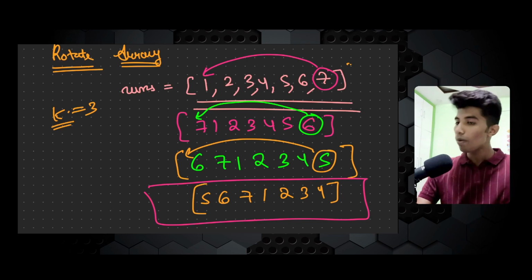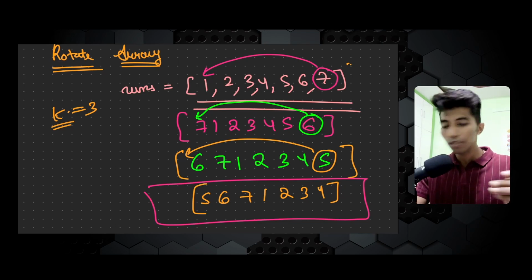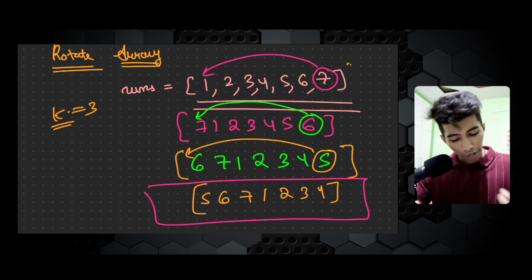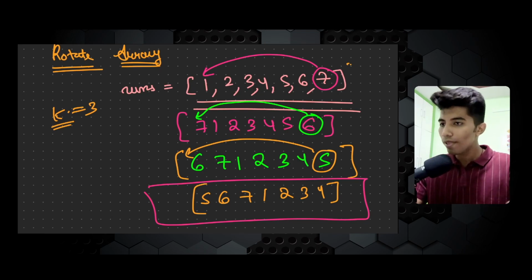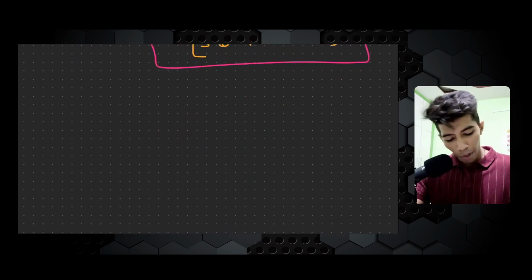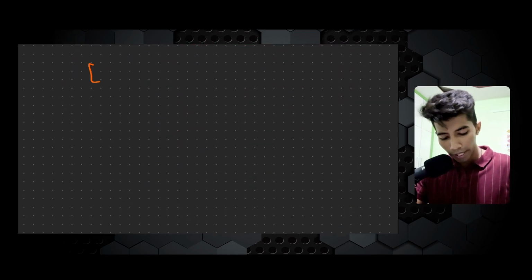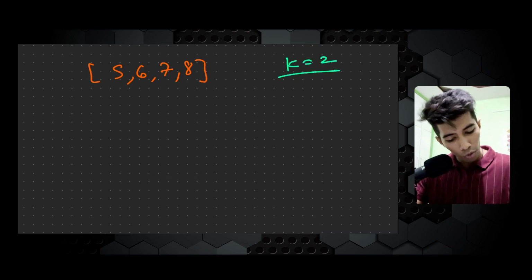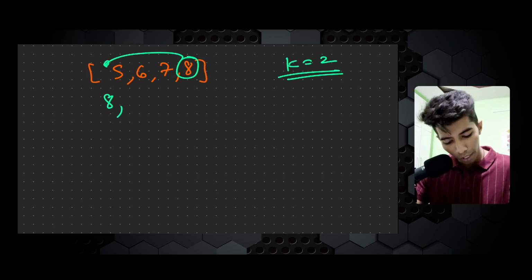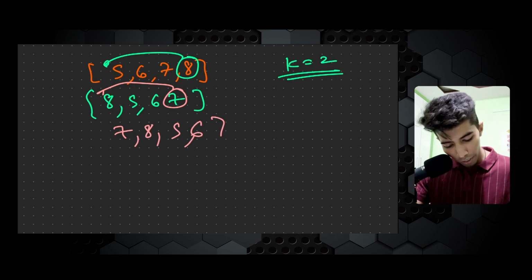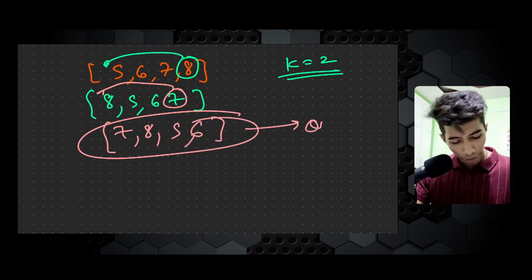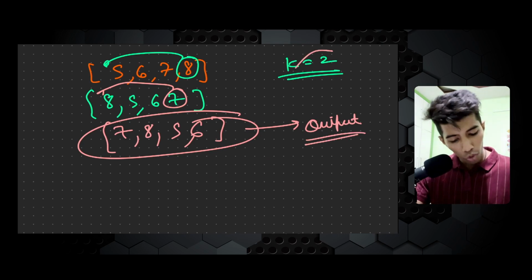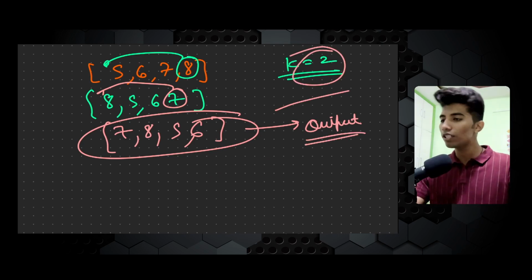So this is the problem. I think you understood the problem. I can also take an example of another array. Let me take the example of 5 6 7 and 8, and if my k is 2 here, then in the first iteration this 8 will come, so 8 5 6 7. In the second iteration this 7 will come, 7 8 5 and 6. This is the output which I will return, as I have done the rotation 2 times as mentioned in k. Like this you have to solve the problem.